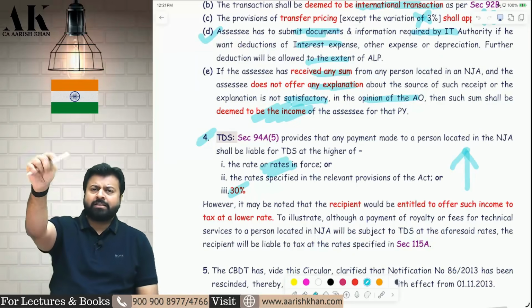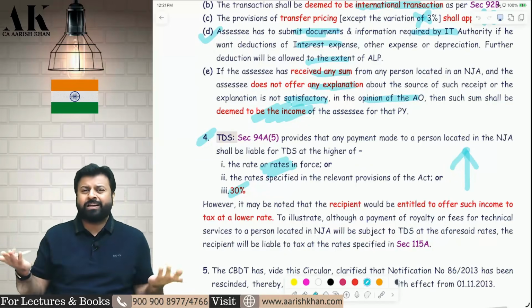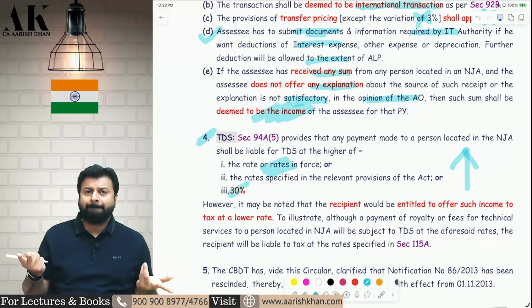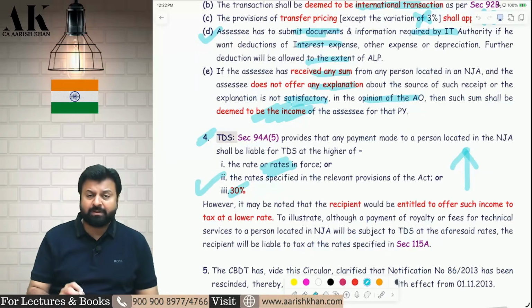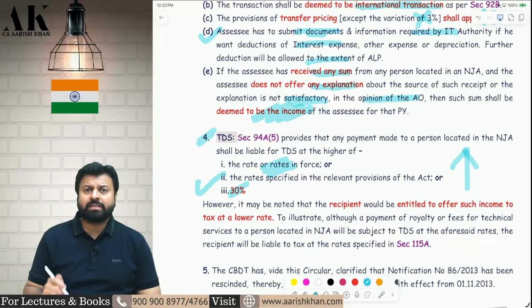Suppose you are entering into a transaction with a person located in an NJA and you are making some payment of royalty. By default, you should deduct TDS at 20% on royalty. But in this case, you will deduct TDS at 30% plus surcharge if applicable and cess. Actual rate or 30%, whichever is higher, if you enter into a transaction with a person located in an NJA.